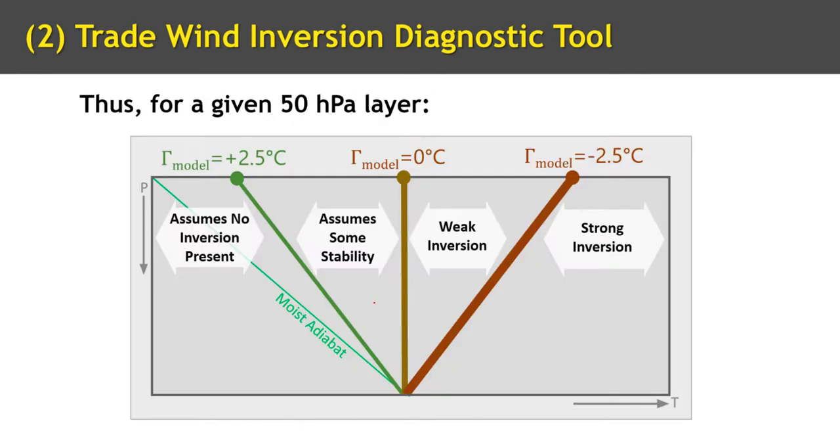So these are the different thresholds. If your atmospheric or model lapse rate is steeper than 2.5 degrees, then it assumes there's no inversion present. If it's between 0 and 2.5, it assumes that there's some stability. Once the lapse rate changes sign, it means that there is an inversion. If it's between 0 and minus 2.5, it's a weak inversion, and you start getting the small boxes. Whenever it's larger than 2.5 in magnitude, it means there's a strong inversion present, and you start getting the big boxes.